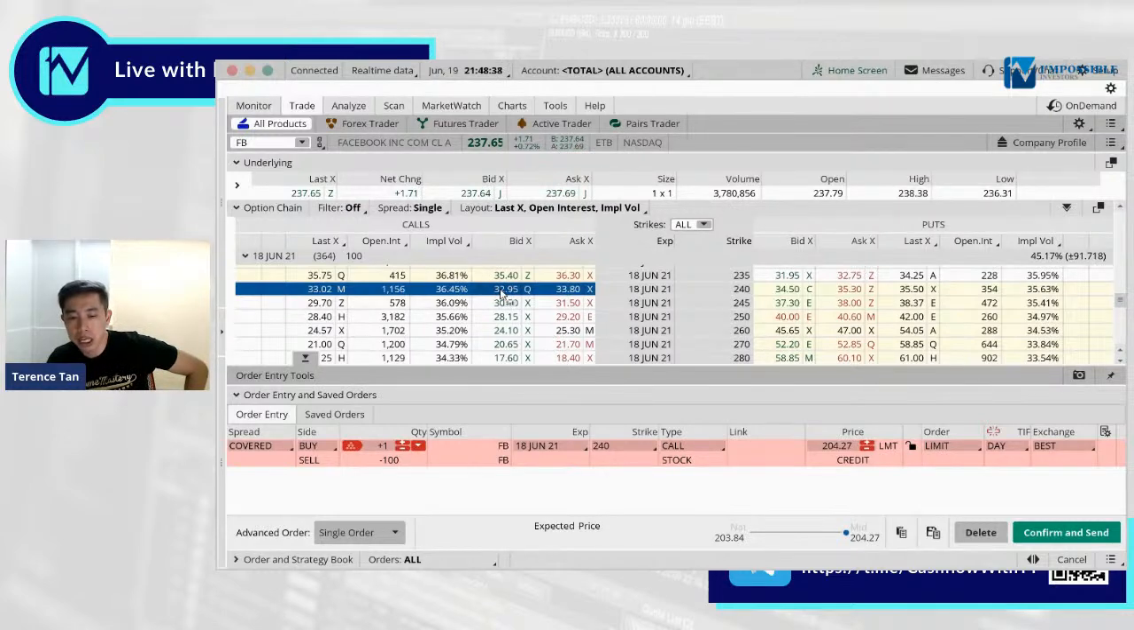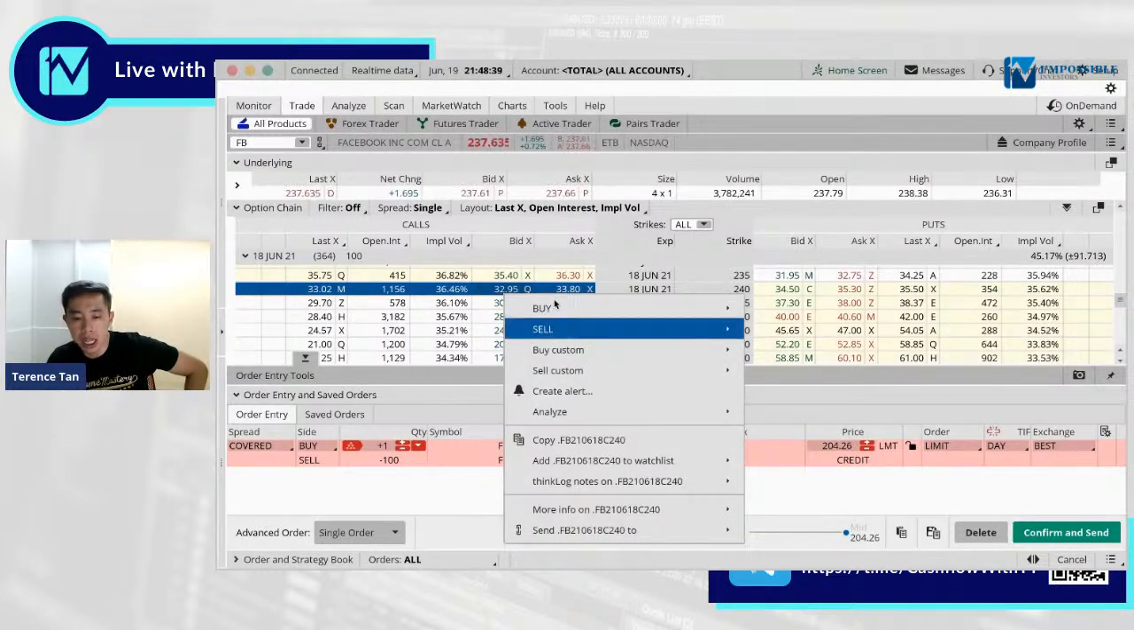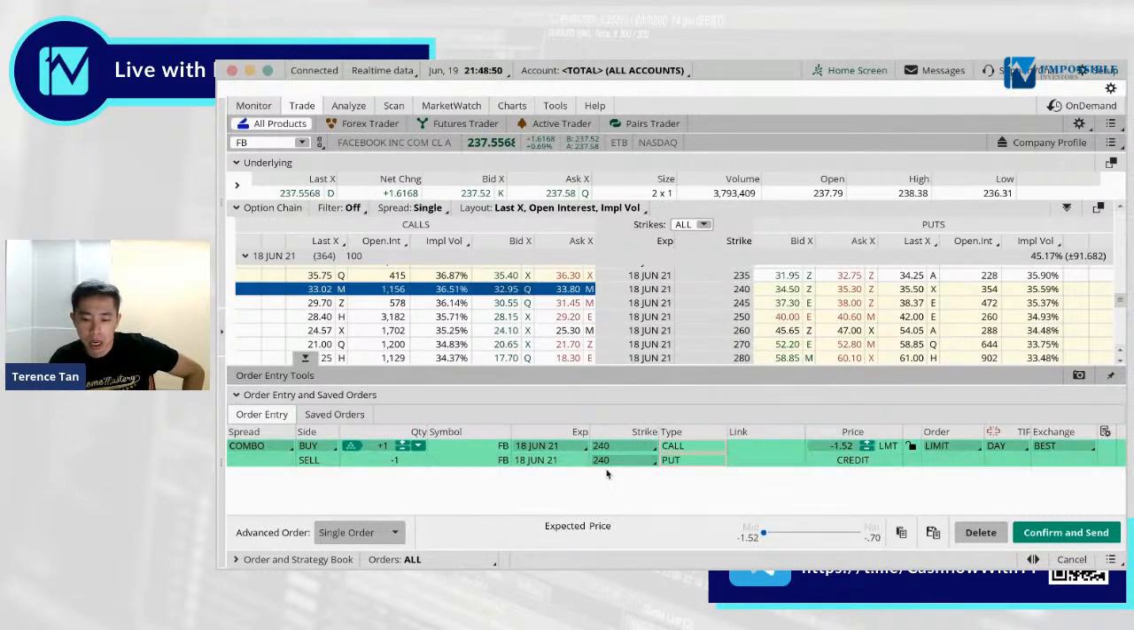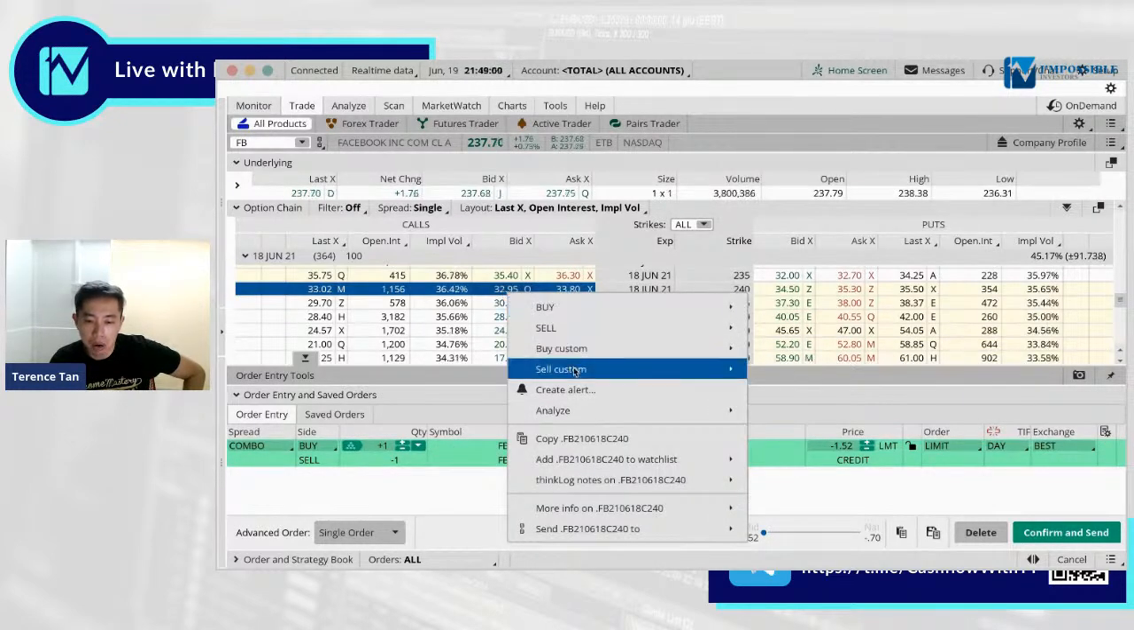Alternatively, you could also right click on it, select buy, collar. I think this should be right. Let's check it out. Buy collar. Now, this collar will be done without the stock. It's just adding on the option positions over here. So let's do something instead. Let's do the call first.